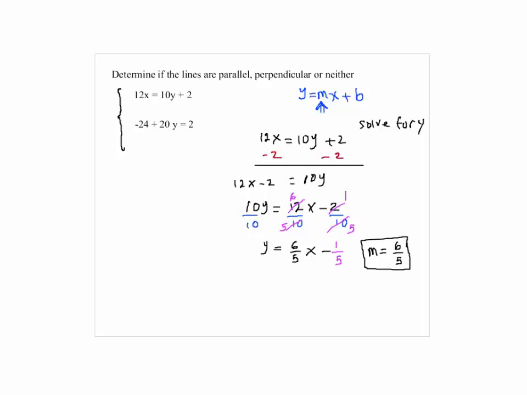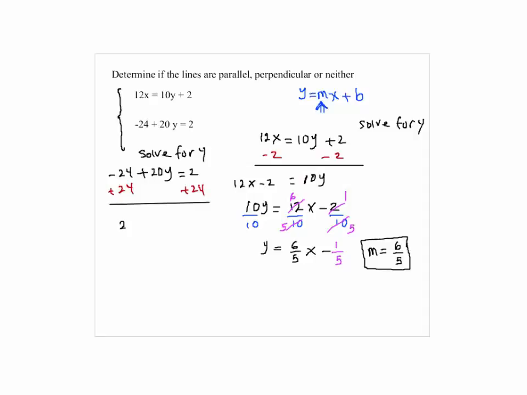Alright, everybody okay with that so far? The slope is 6 over 5, and the y-intercept is minus 1 over 5. Okay, let's take a look at the second line. Minus 24 plus 20y is equal to 2. Again, we solve for y. We can add 24 to both sides of the equation.